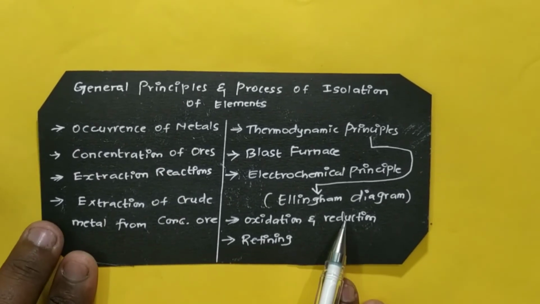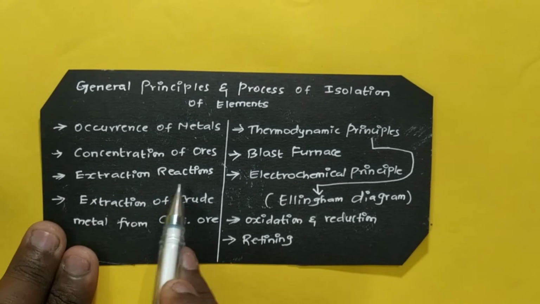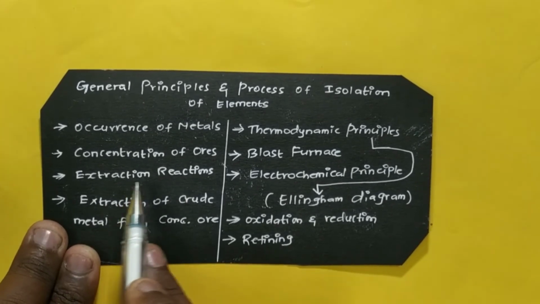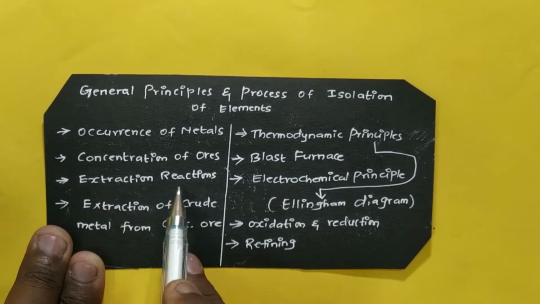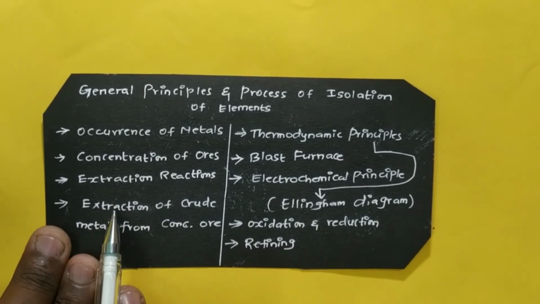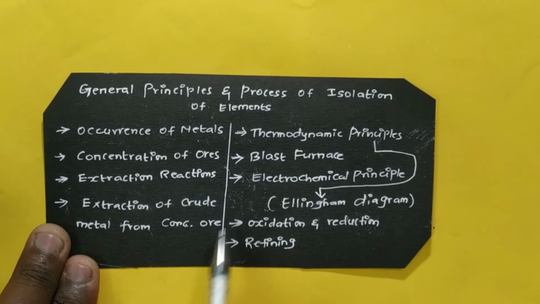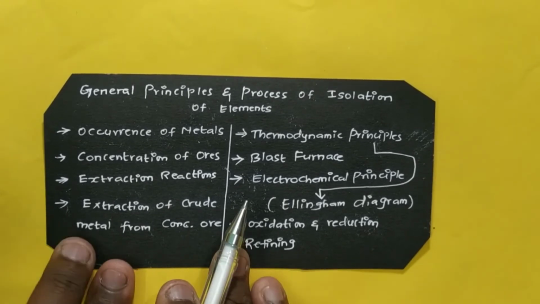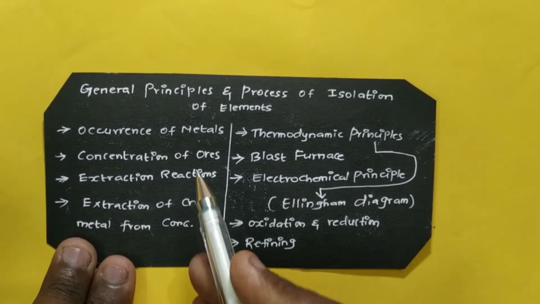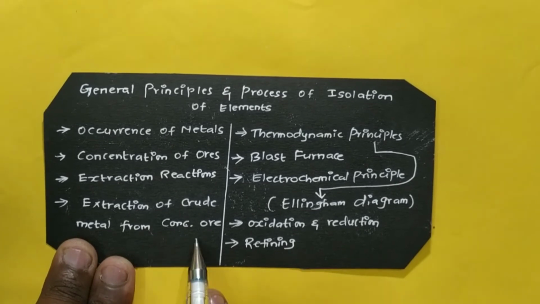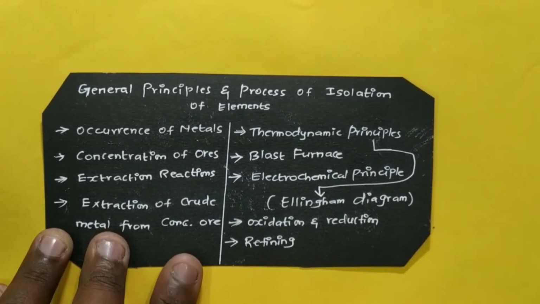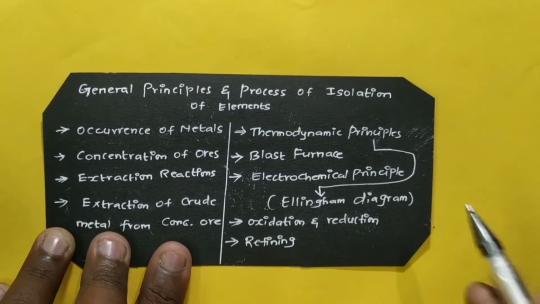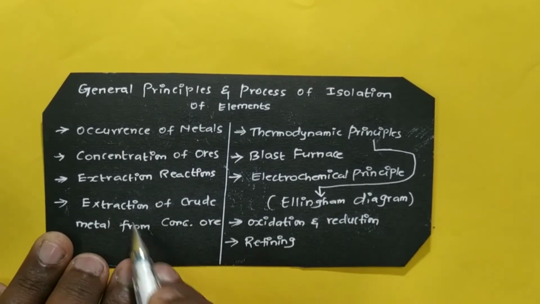Likewise, you may expect a lot of questions from this area. And extraction reactions: they'll be giving some reactions and you have to fill in the remaining things. And extraction of crude metal from concentrated ore is another process. It's a step-by-step process. First concentration of ore, then extraction of crude metal, then formation of metal oxide, then reduction of metal oxide to crude metal, then the crude metal goes to the refining process. You may get that kind of questions.